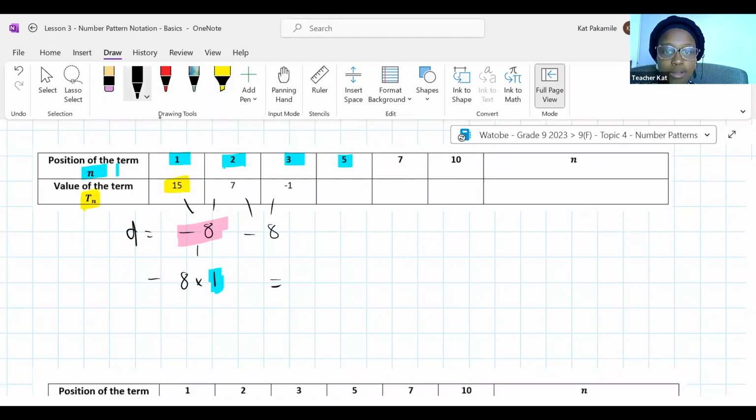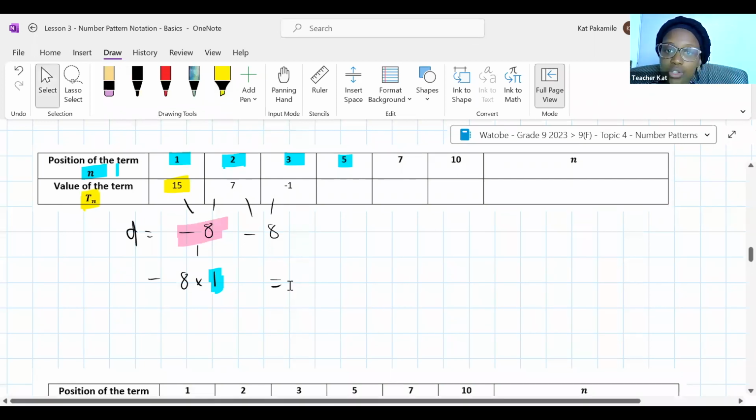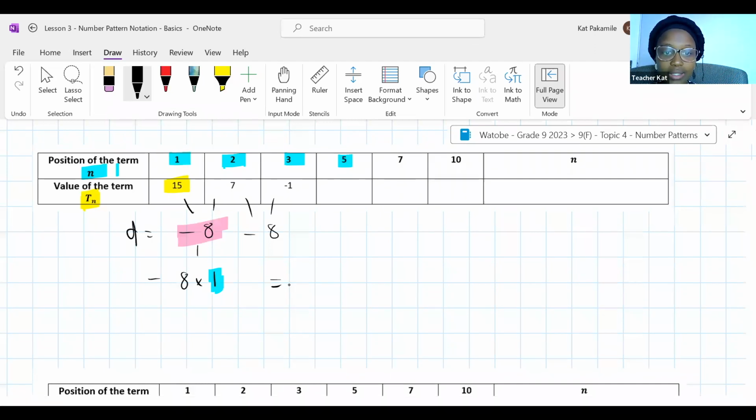We're going to use... anyone? What value do we want if we're going to use position 1? What is the value of T1, guys? Term number 1. Guys, anyone? 15. Thanks for Sunday. We need 15.